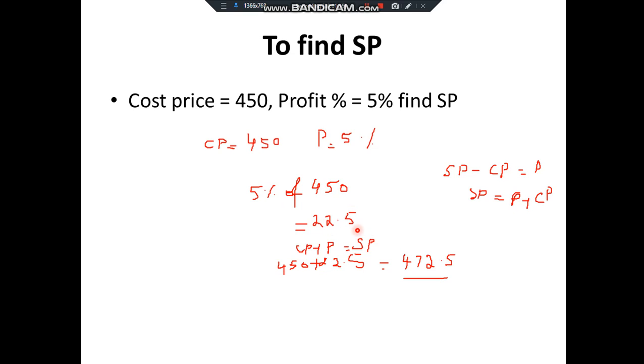Then now we have to find, this is what we obtained, 22.5, which is nothing but profit. So we know selling price is equal to cost price plus profit. So 450 plus 22.5, which is 472.5. Hope you understood. We'll see one more question.